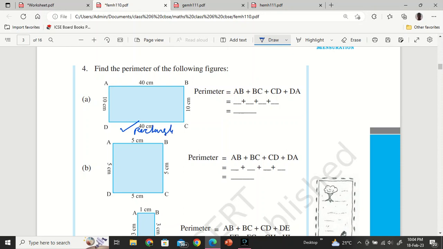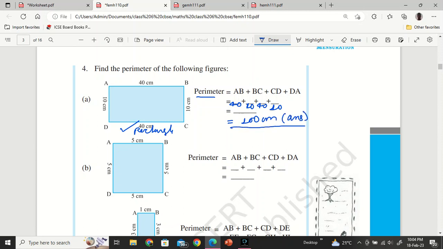So what will be the perimeter? They have defined it like this: perimeter equal to AB side they have taken first, then BC, then again CD and then DA. So measurement क्या है AB का? It is 40 centimeter. BC is 10 centimeter. CD is again 40 centimeter and DA is 10 centimeter. So it will add up to 100 centimeter. You have to write the unit, otherwise it will be wrong.